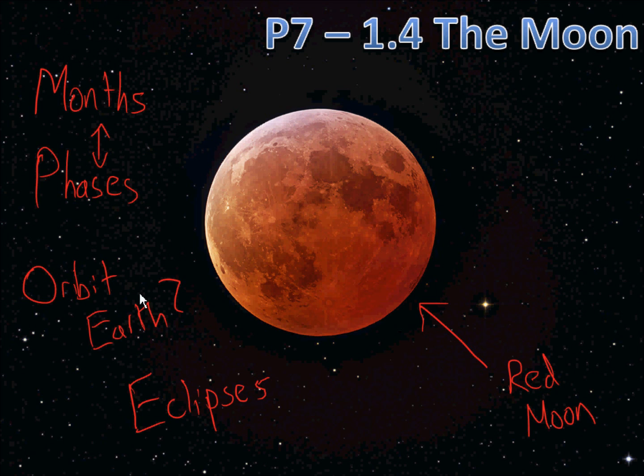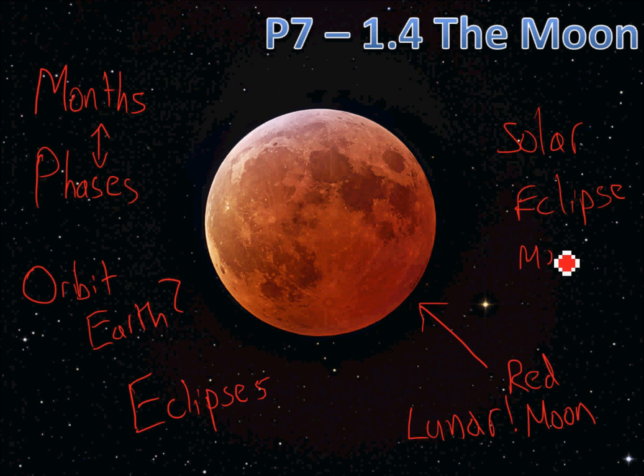We've looked at the moon orbiting the Earth and how these two are related to each other. We've also looked at our eclipses. We've seen that a red moon occurs in a lunar eclipse, and we get a solar eclipse happening when the moon blocks the sun. And that is the moon.